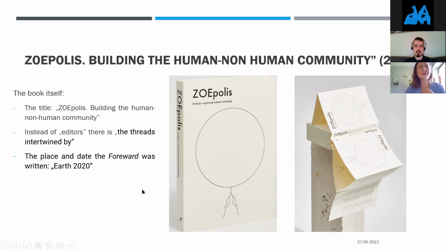And what is very interesting about the book itself is that on the title page, we don't have something which is very standard for books, the list of editors. We've got the inscription, "The threads intertwined by." So it is a reference to Tim Ingold's or Bruno Latour's concepts about entanglement. Okay, let's stop at this place. And at the end of the foreword, where usually we have the place and date of writing, we've got the inscription Earth 2020, not, for example, Warsaw or some other name of a city, but Earth 2020.